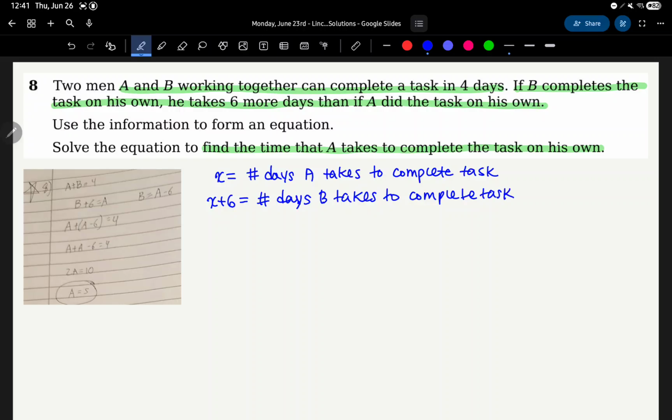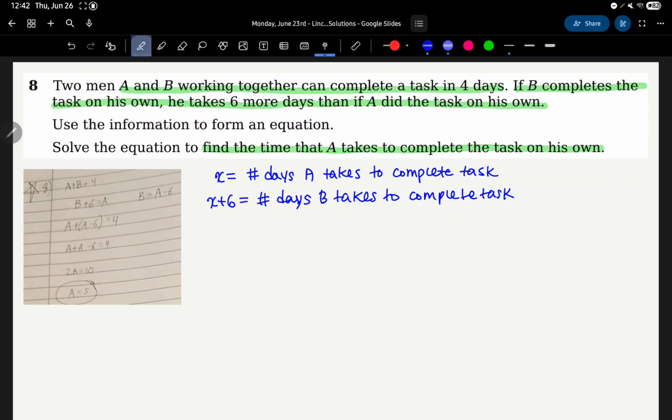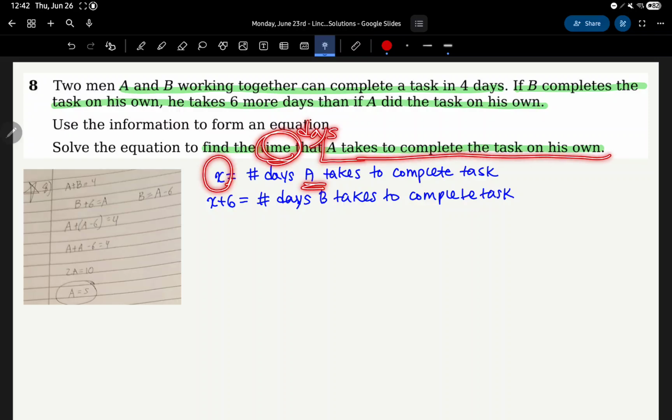Because how do I know that? It is given by this sentence right here that B is going to take 6 more days to complete the task than when A does it alone. But why am I setting x as the number of days that A takes? Because that's what we're trying to get here. It says we need to find the time, which is in days, that A takes to complete the task on his own. That's why we're setting x as the days that A is going to take to complete the task.